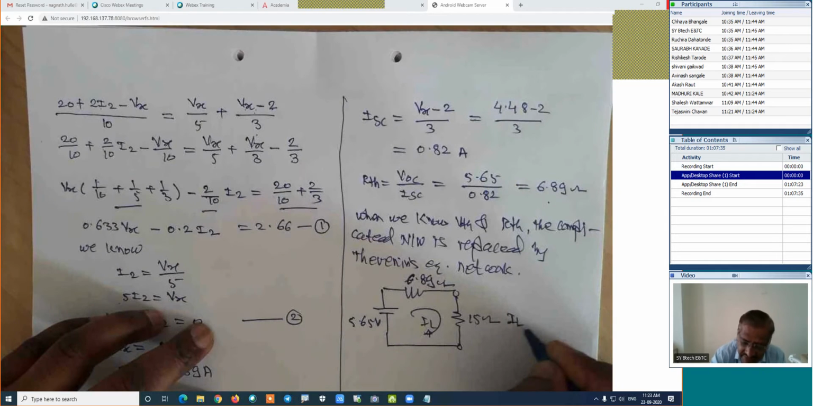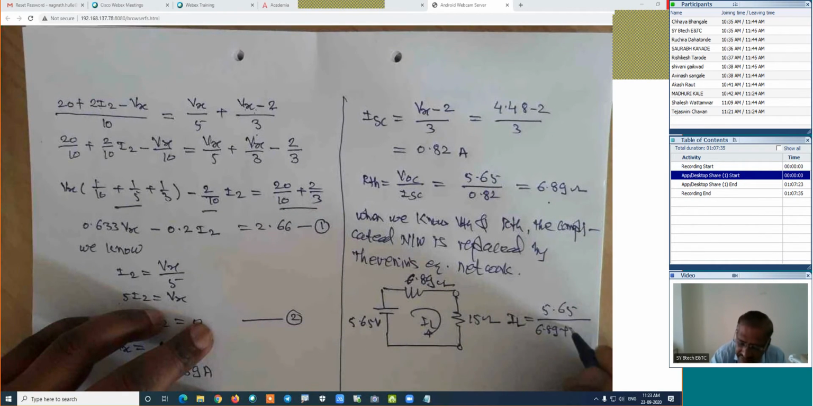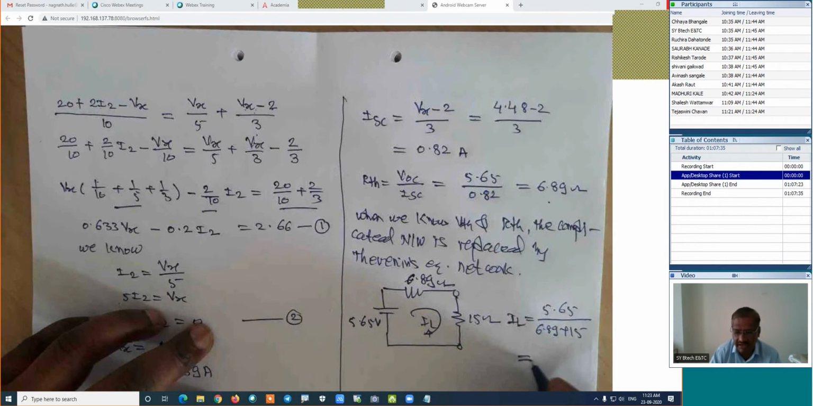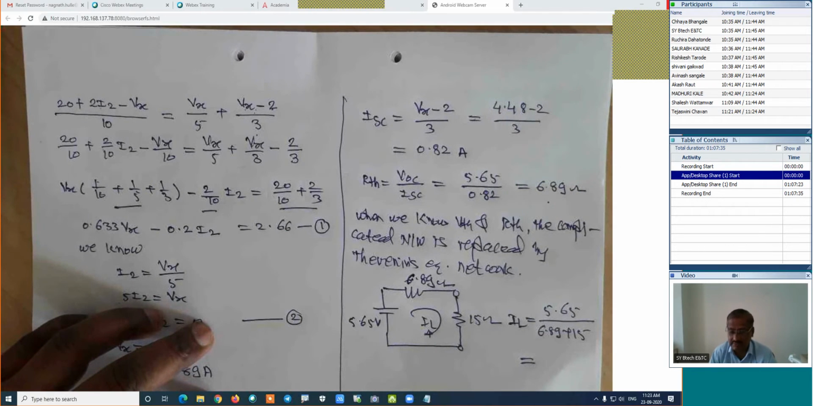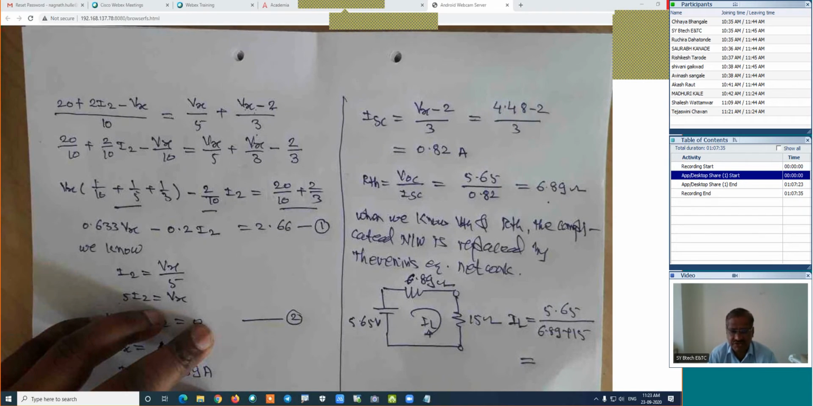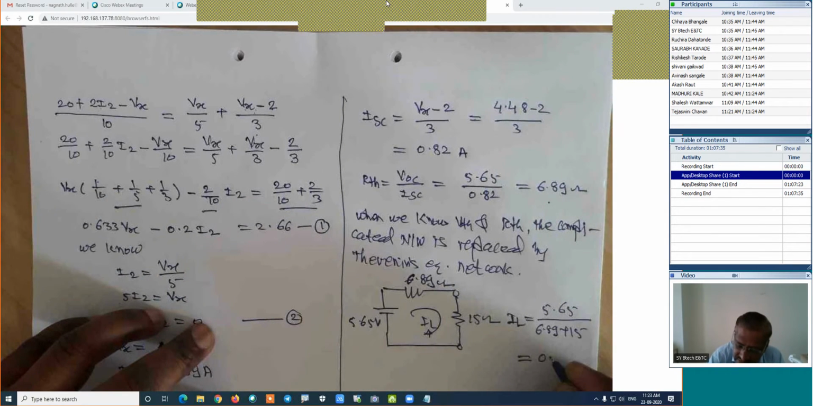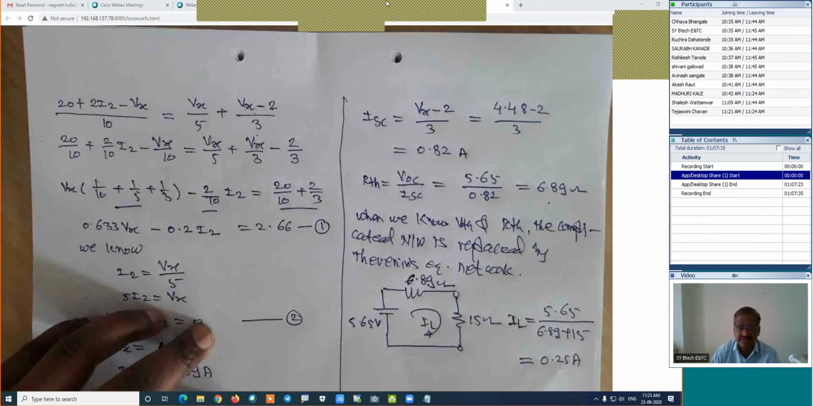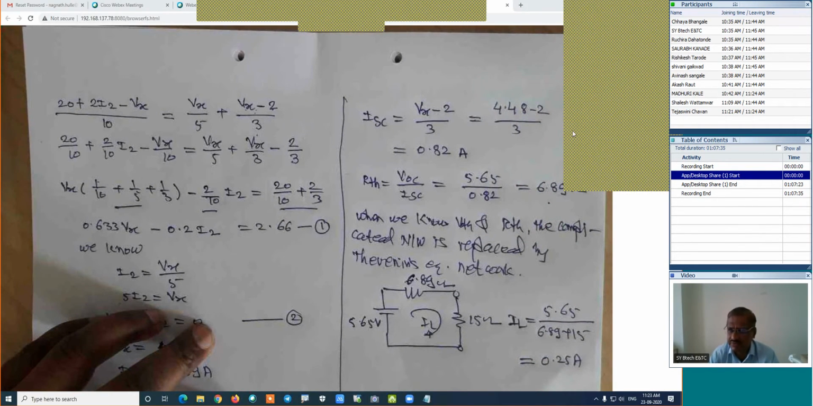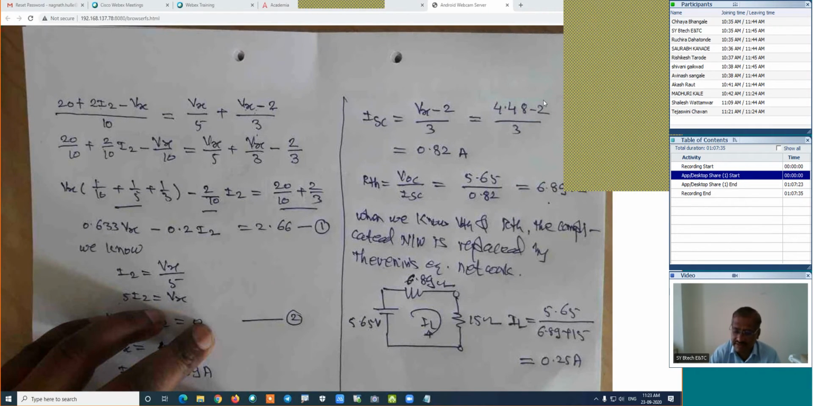Now this IL is equal to 5.65 divided by 6.89 plus 15. Work out this calculation and find out the value of the load current. Yes, Akash. Sir, 0.25. It is 0.25 amperes. Yes. Anyone again? 0.25 amperes is that value. Correct, sir.